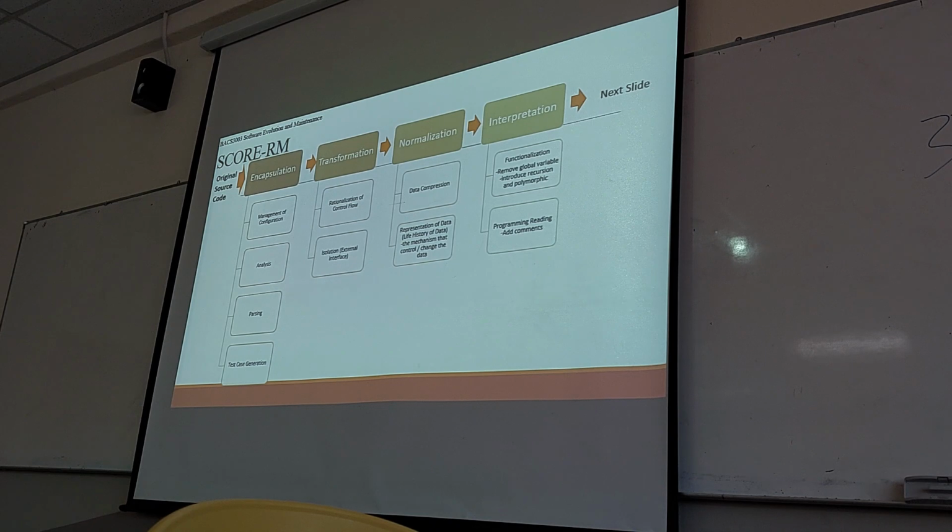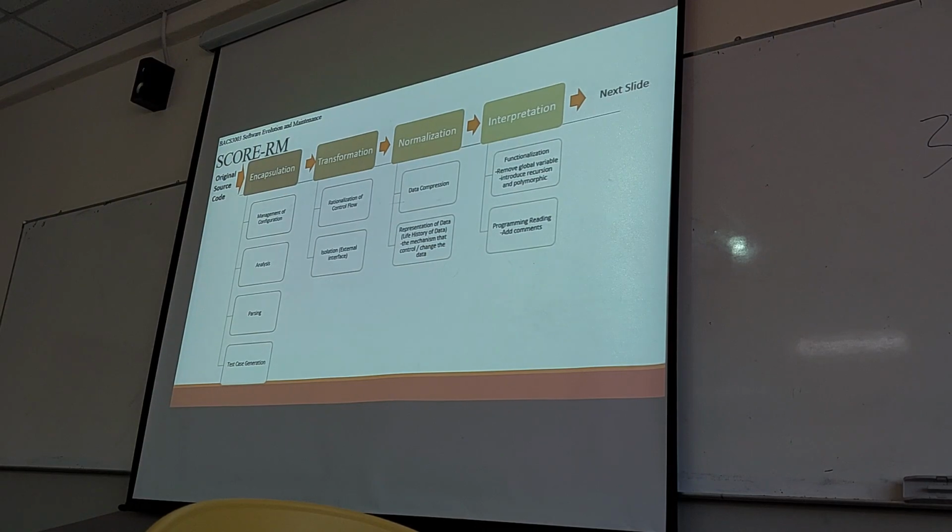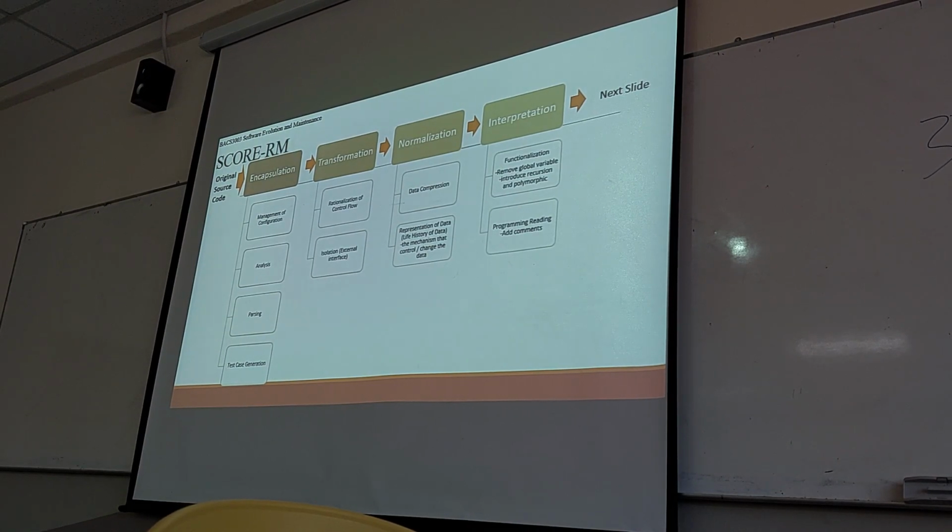how the data is being changed, in which part or which logic the data is going to be changed. Then we move to the interpretation phase, in which we try to remove all those global variables, then try to identify the recursion functions and also identify those polymorphic functions. It means that functions have many tasks under the same name. Then read the program, adding comments into the existing program to have more understanding of what the program is trying to do.